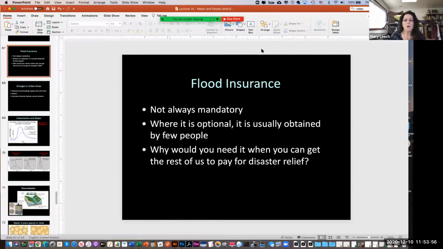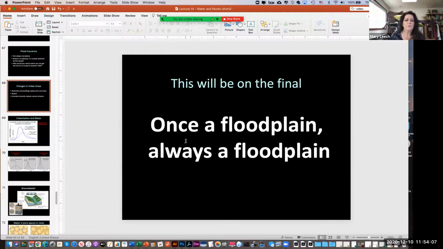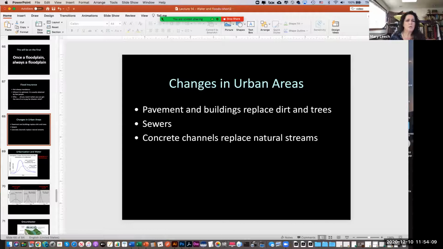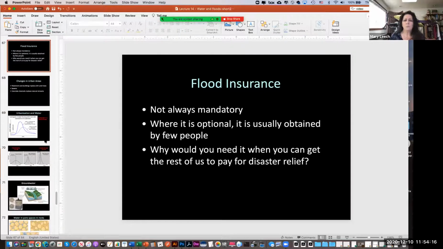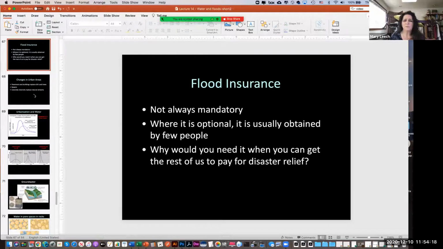Flood insurance: if you are on a floodplain, if you are silly enough to live on a floodplain, you probably ought to get the flood insurance, right? Because what happens when you don't, you've got to deal with FEMA, the Federal Emergency Management Agency, and they will not necessarily give you enough money to rebuild your home. So you're just going to be SOL if you don't have flood insurance.